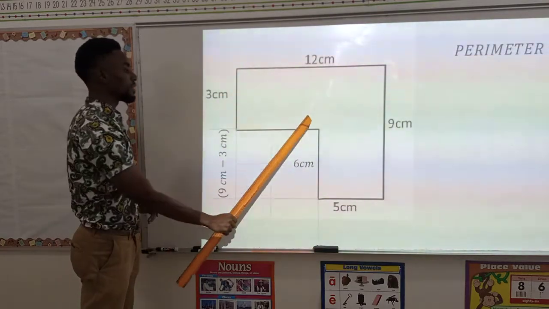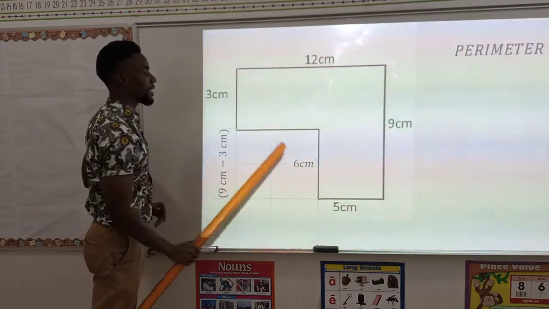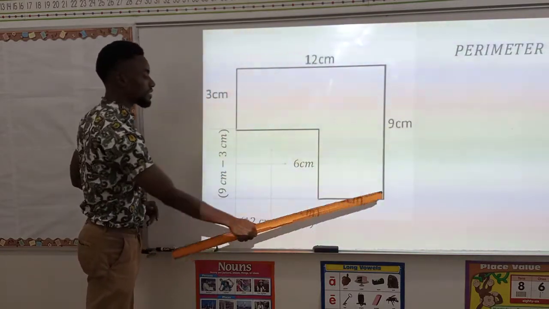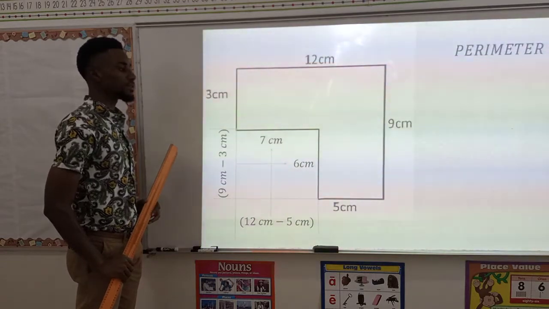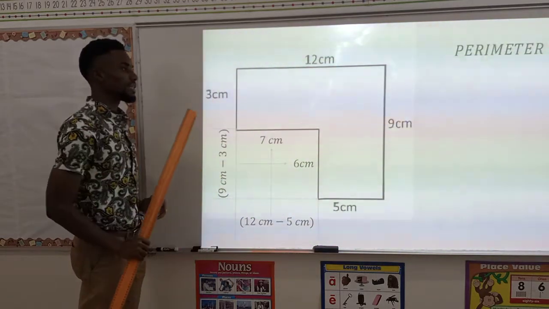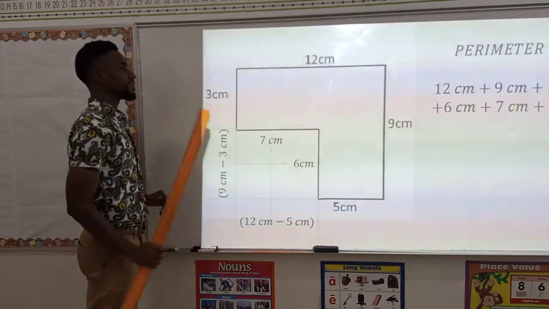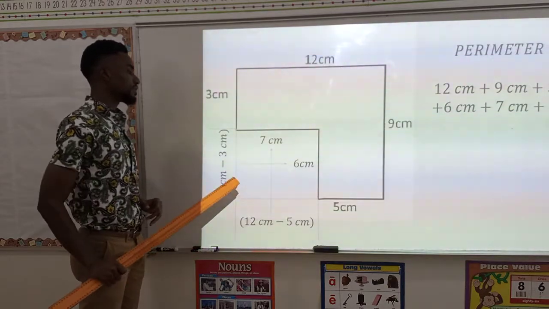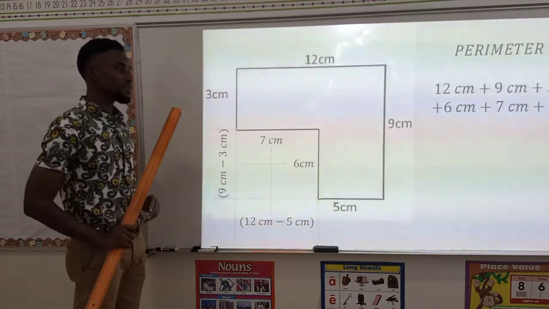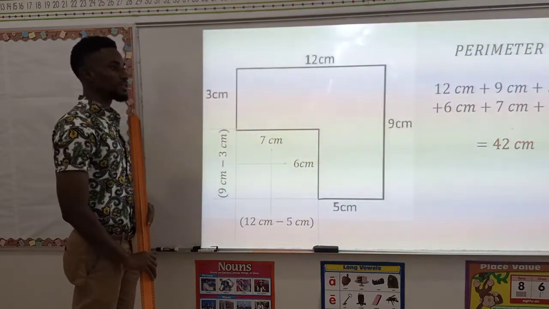How do we find this side? We say the longer parallel side minus the shorter parallel side. 12 centimeters minus 5 centimeters, which will give us 7 centimeters. So now we have all our sides, and our perimeter is going to be what? The sum of 12 centimeters, 9 centimeters, 5 centimeters, 6 centimeters, 7 centimeters, and 3 centimeters, which is going to give us 42 centimeters. Very good.